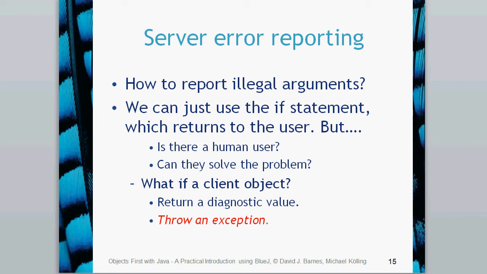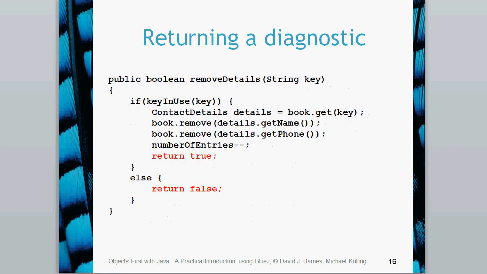One way of returning some kind of error report is to provide a diagnostic value. So in our remove details method, we could do something like this. We could provide the return type of the remove details method, rather than void as it was previously, as Boolean. That way we can return true if we can remove the details, or false if the details cannot be removed. That's a handy little bit of diagnostics, because it will then say whether it was able to remove that particular key or not.